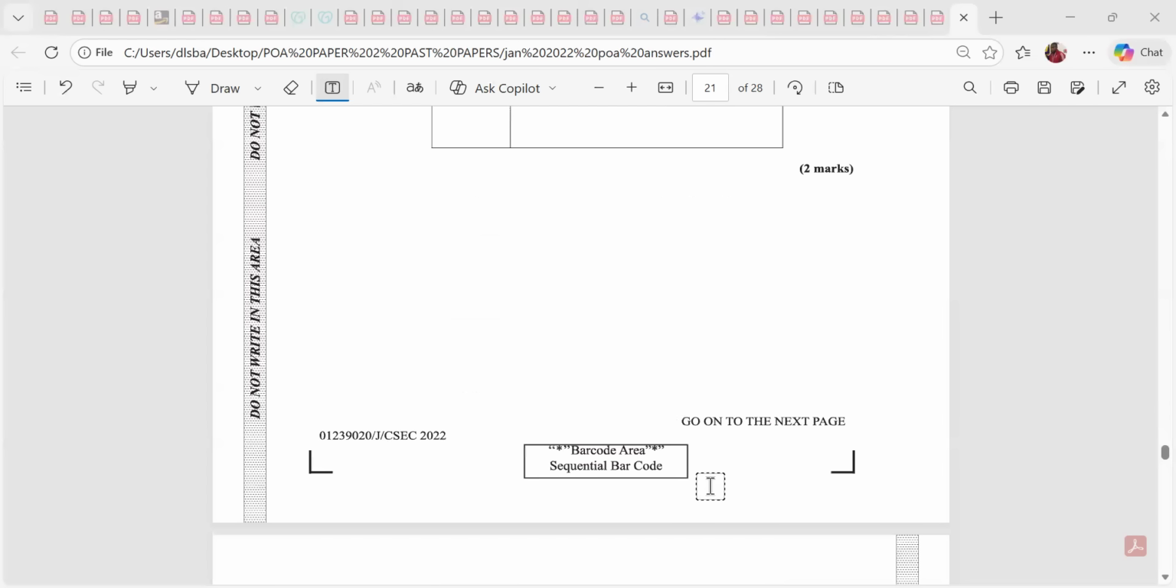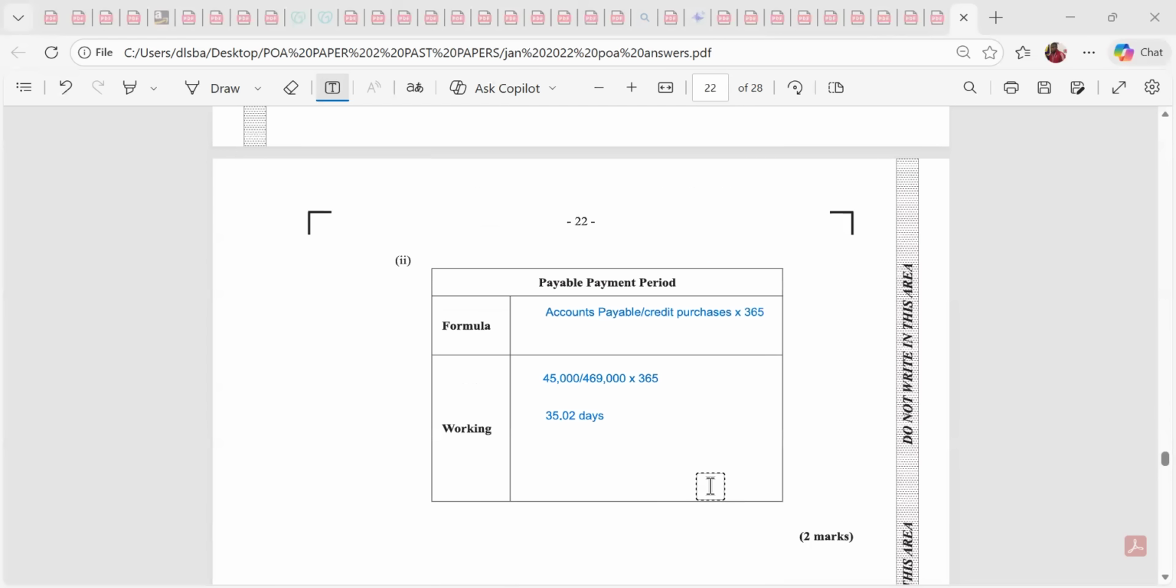Then the payables payment period. This calculates how long it takes us to pay back the people that we owe. To calculate it, you take your accounts payable divided by credit purchases, and then multiply by 365 if you want it in days, 52 if you want it in weeks. We put it in days again. So 45,000 divided by 469,000, multiplied by 365. We got 35.02 days. It takes us approximately 35 days to pay back the people that we owe.